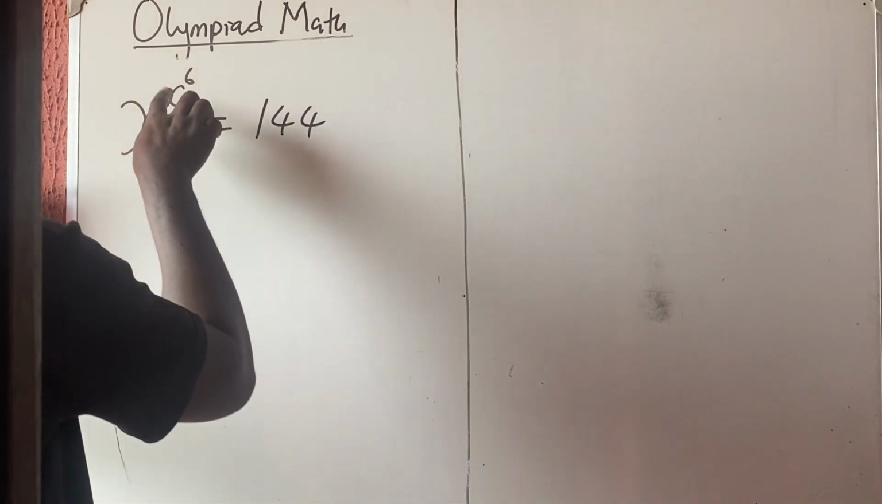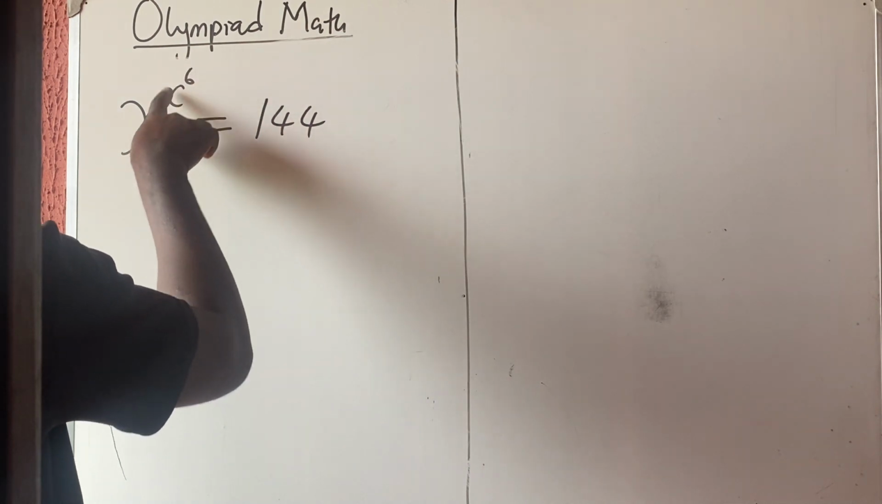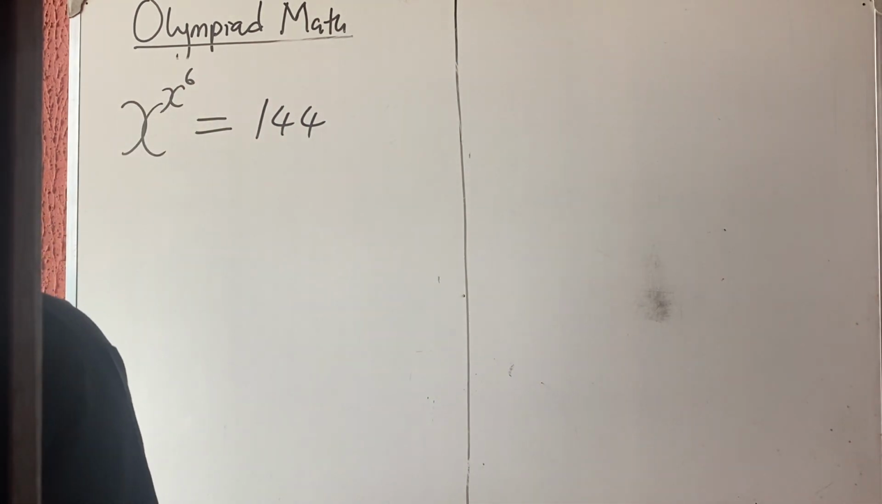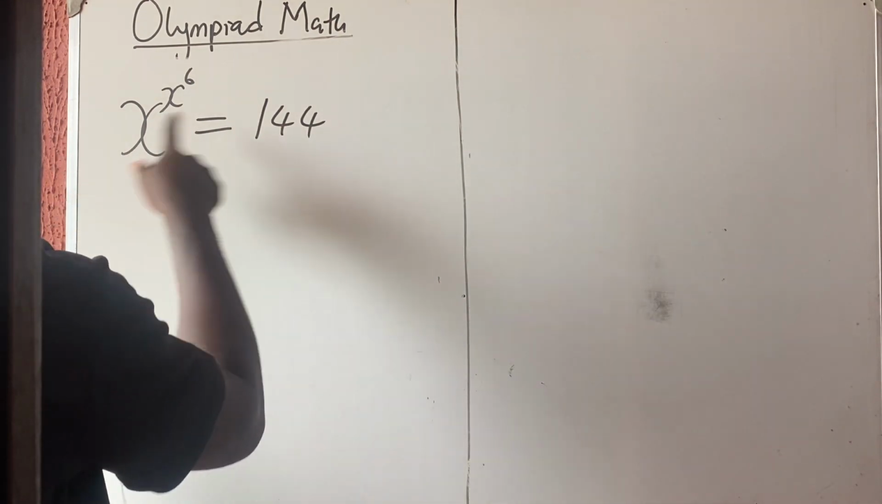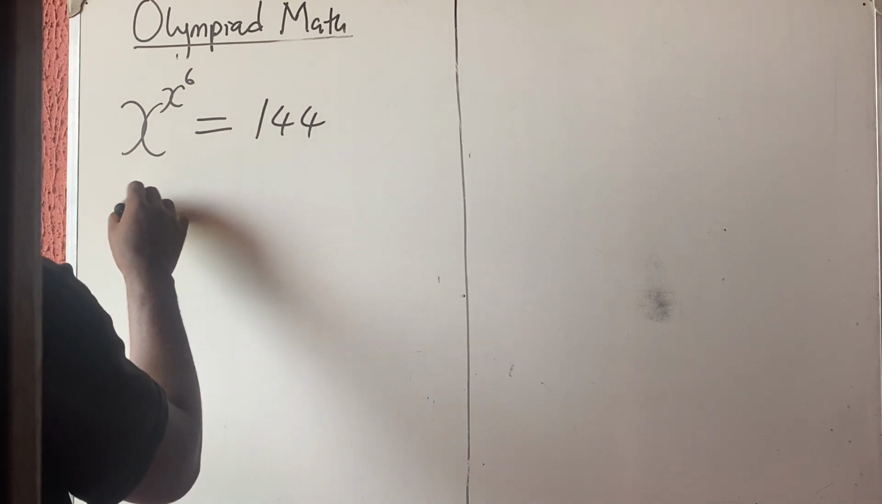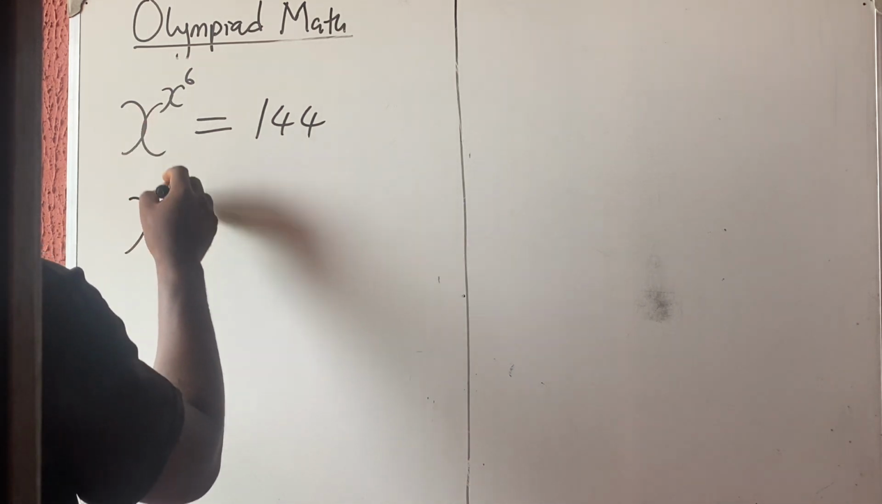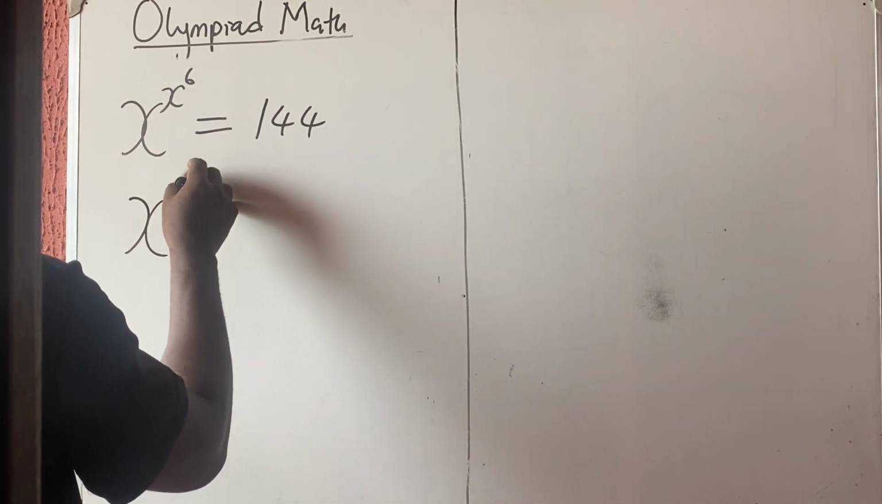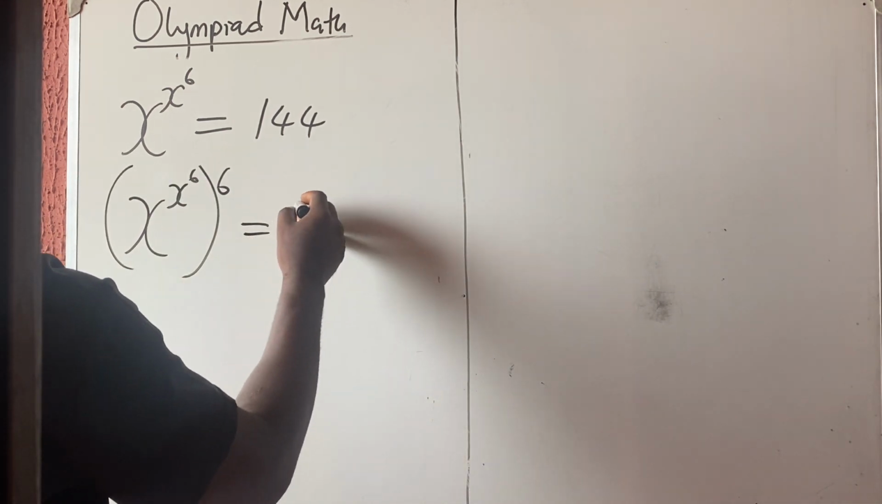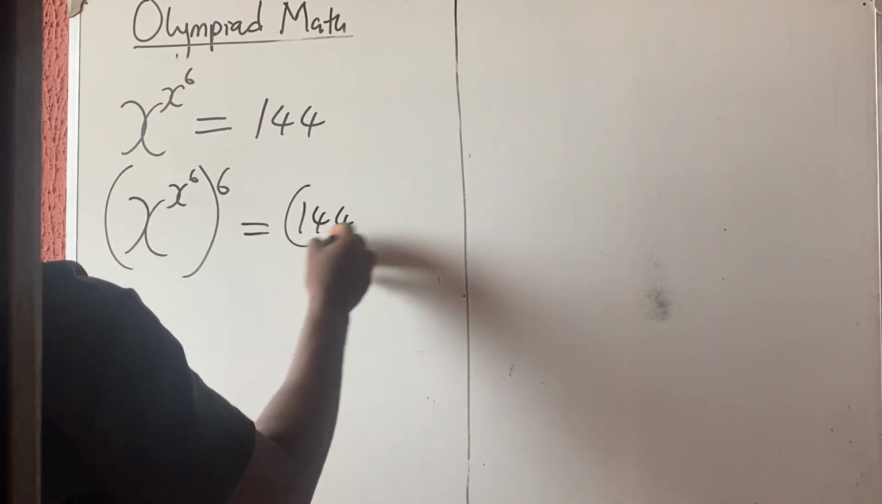Okay. Since I have x raised to power 6 as the power, I need the base to be the same thing, x raised to power 6, as well. So what do we do? We can take the power of 6 to both sides. So this is x raised to power x raised to power 6, all raised to power 6, is equal to what? 144 raised to power 6.